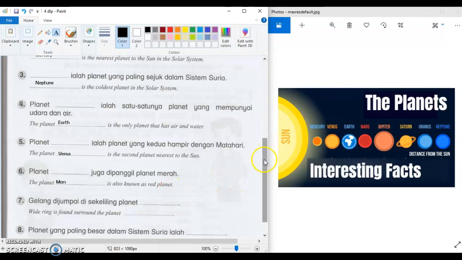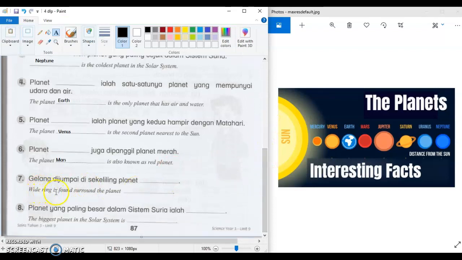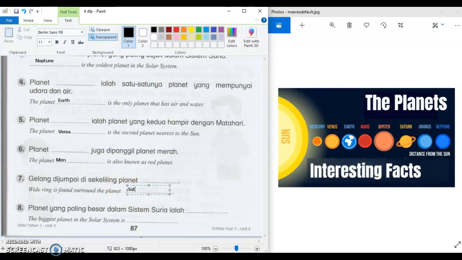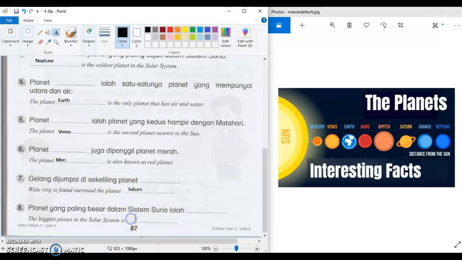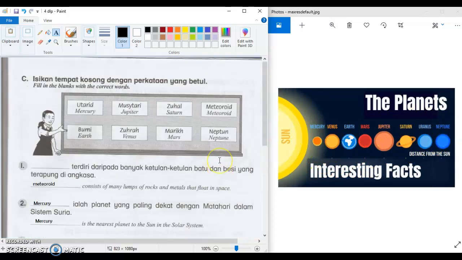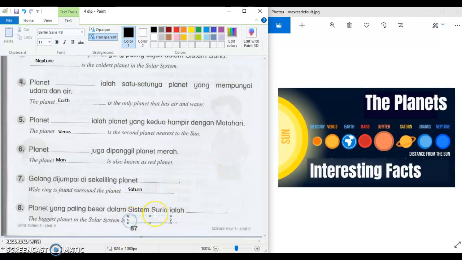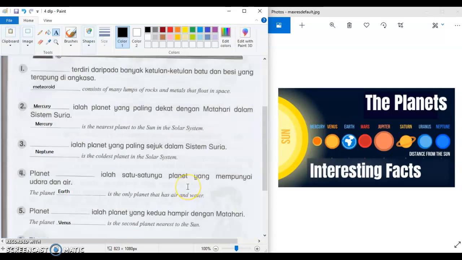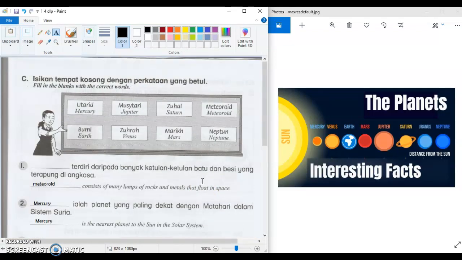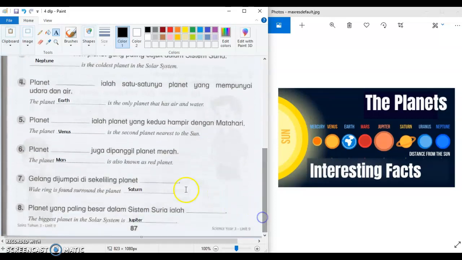Alright, number 7. White ring is found surround the planet. Okay, planet mana yang ada ring? Okay, Saturn. Alright, write down the name of the planet Saturn. And then the last one, the biggest planet in the solar system is, which one? Which is the biggest planet? Here, the Jupiter. Planet Mushtari.